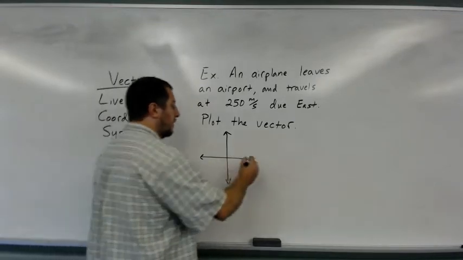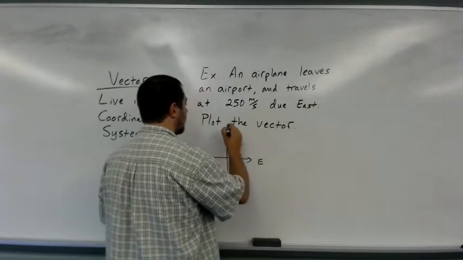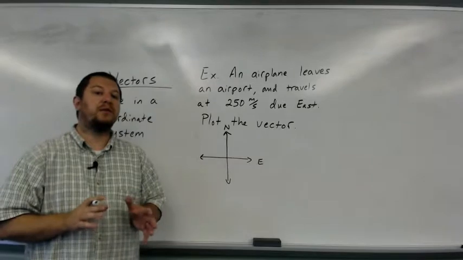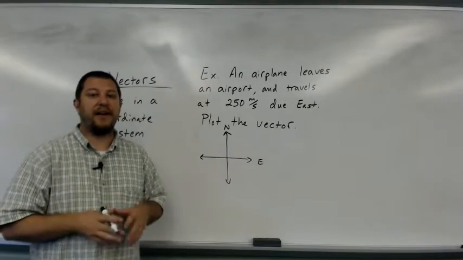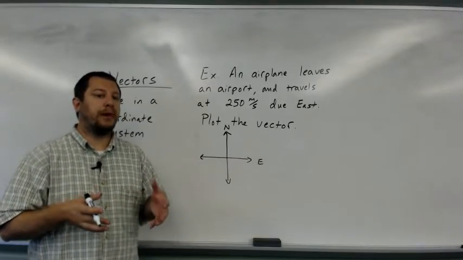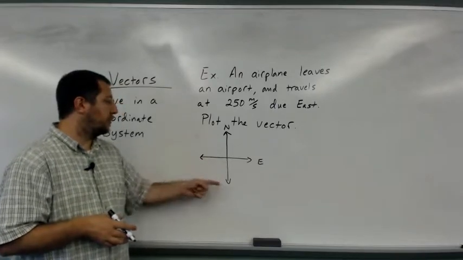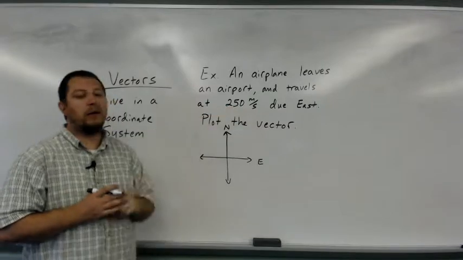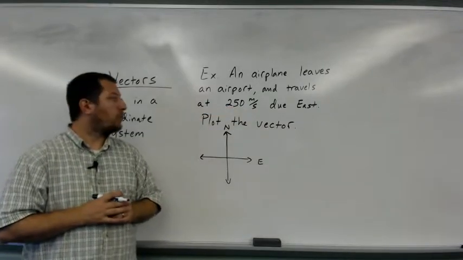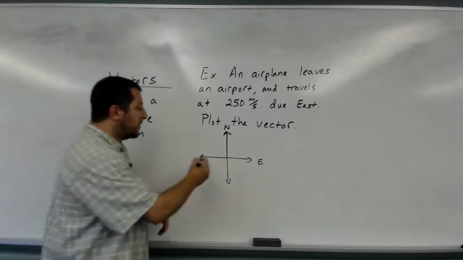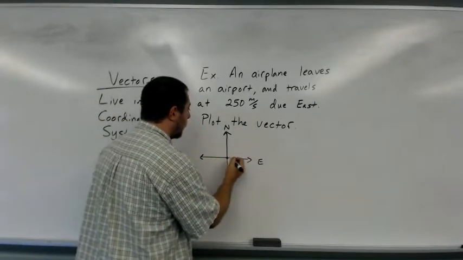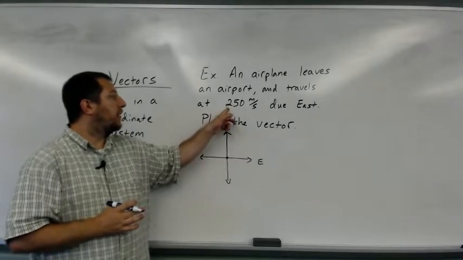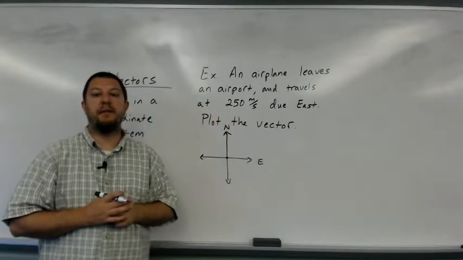And I'm going to put east to the right and north upward. And really those are the only two directions you have to specify, because then it would be implied that this would be west and this would be south. Now, for this particular problem, we want to plot an arrow that starts at the origin. This would be our point of origin. And we want to make an arrow that represents 250 meters per second.